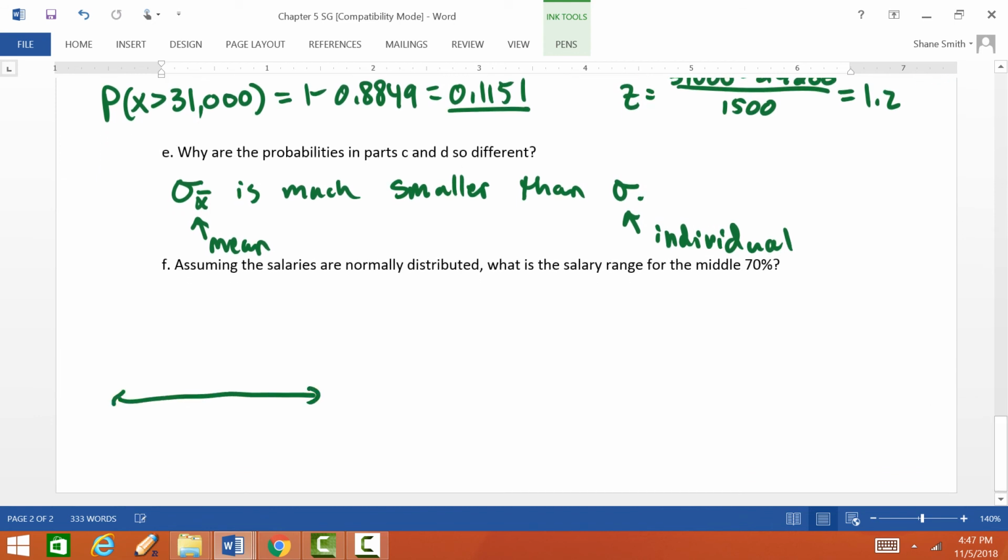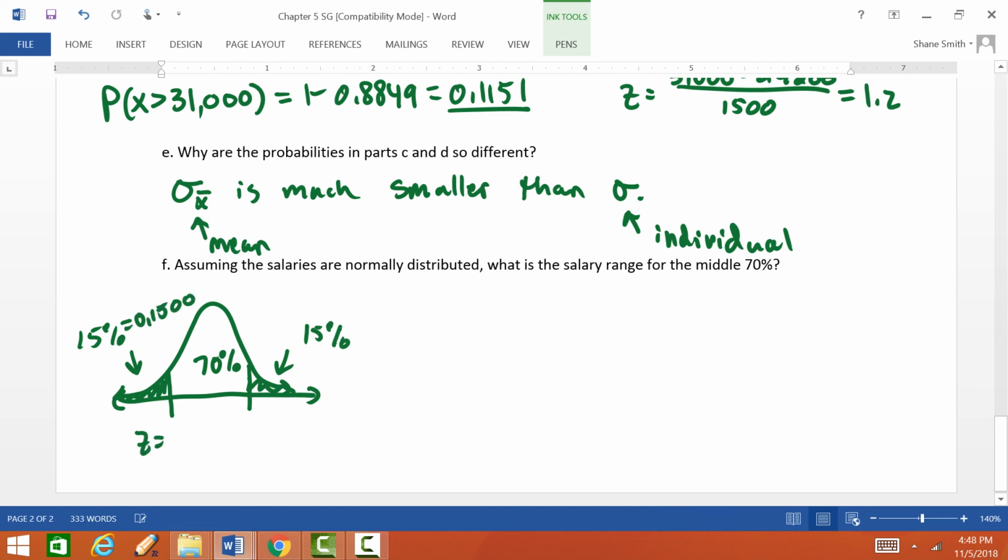And the last question, what about the middle 70%? So we need to find two scores here. We need to find what marks the middle 70%. Well, to get the middle 70%, you need to think, what's on either side? If you have 70% in the middle, that means you have 15% on either side. So if I want to look up the z-score, I want to find the closest to 0.1500. And if you look that up, it's negative 1.04.